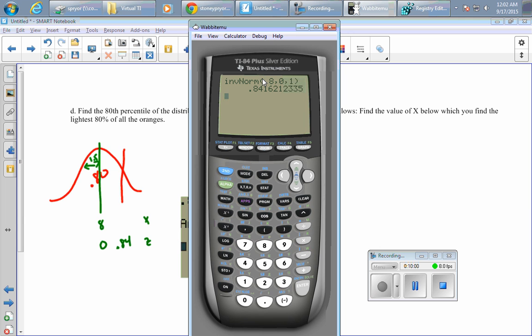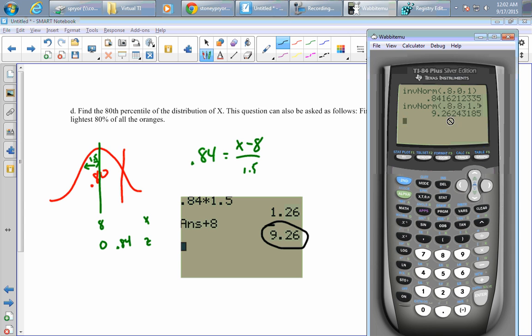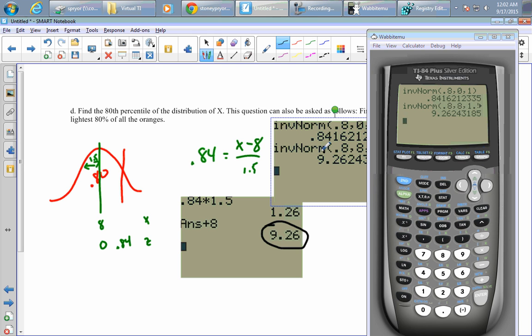Now, that's the way I would use the chart. Here's an even more impressive deal. Same thing here, but now change my mean and standard deviation to the problem. Hit paste. Look at that. It's exactly the same answer that I was looking for before.